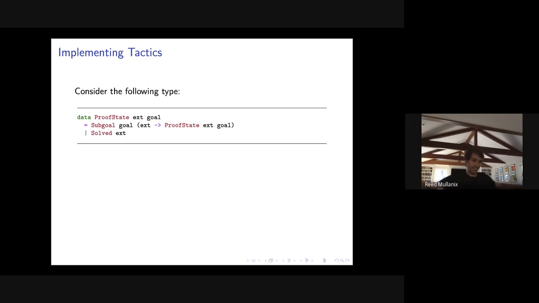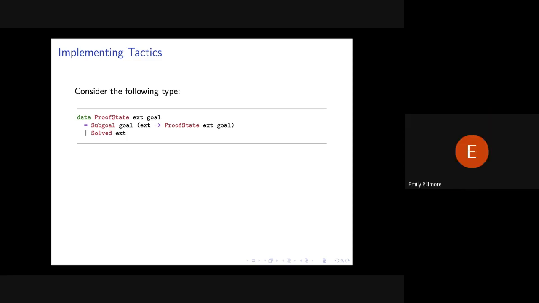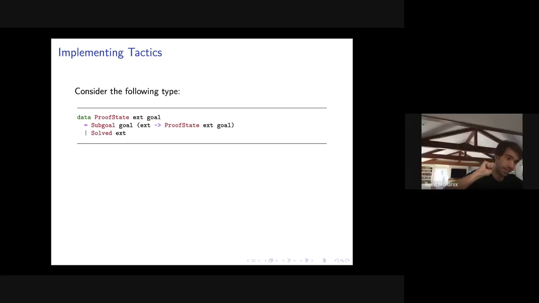So consider the following type. SubGoal is something where we want to produce a goal. And when we do, we're going to take the ext, which is short for extract, the thing we're synthesizing, and we're going to produce some new goals after that. And then we repeat this until we're done with the Solved constructor, and that's going to be the thing we finally extract from a tactic.